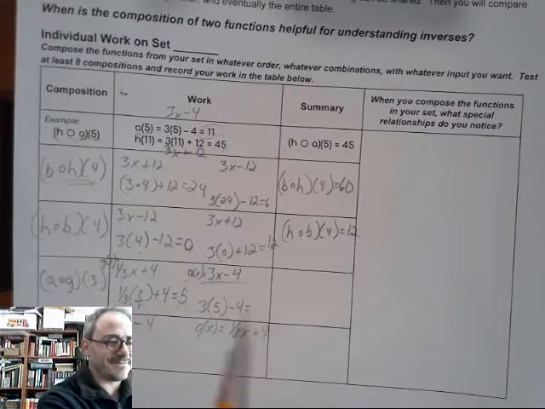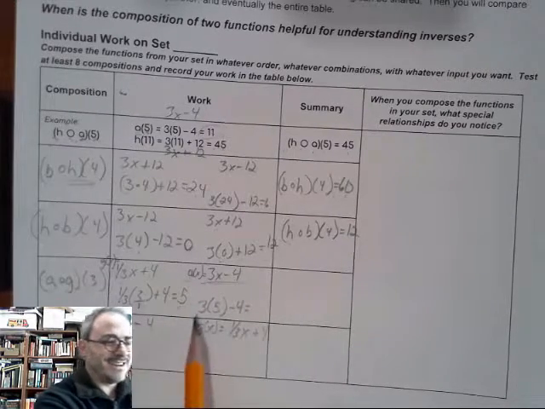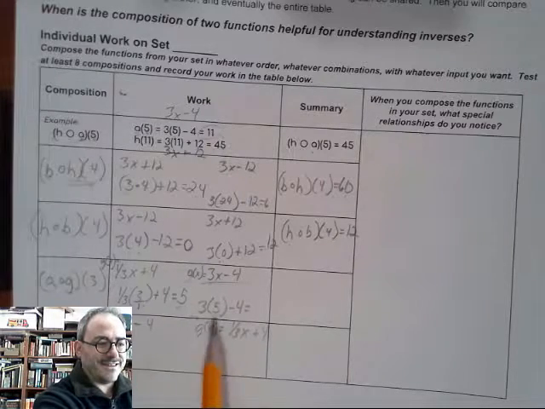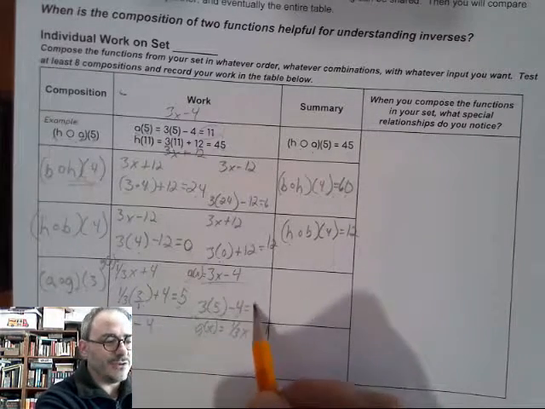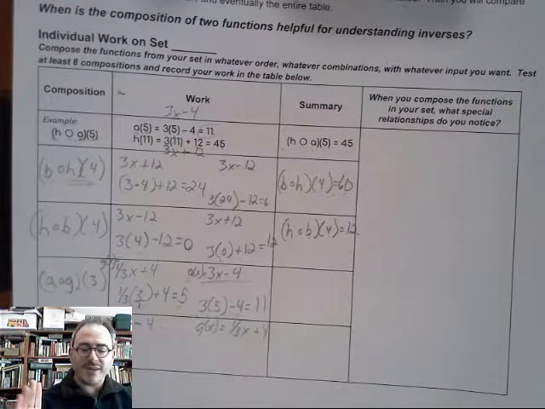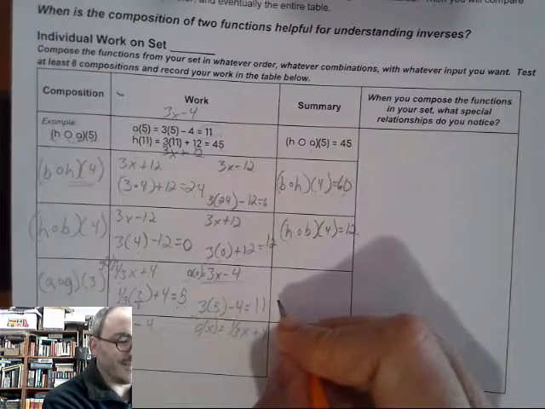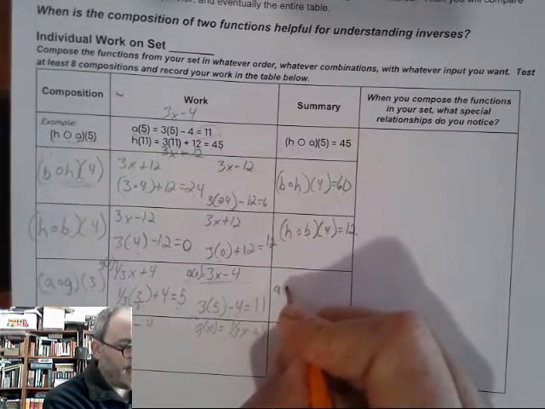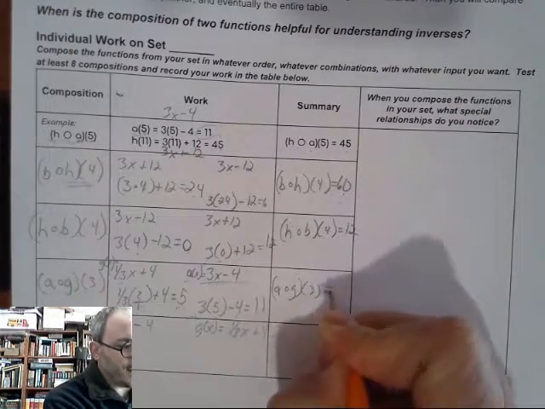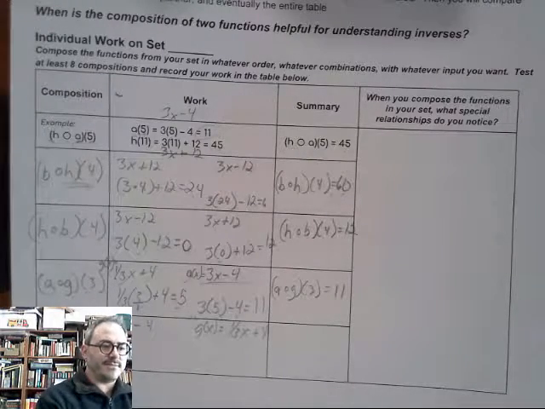All right? I plugged 5 into my a of x. 5 times 3 is 15. 15 minus 4 is 11. Use your tools if you don't know. If you don't want to do that math in your head, I fully support using your tools. Use that calculator. That calculator is your friend. So the a of g of 3, that's 11. We composed this function. All right?